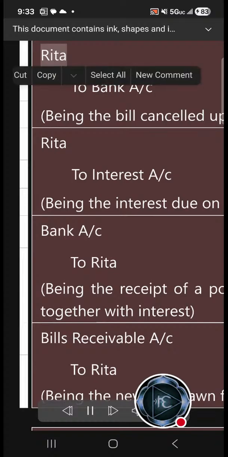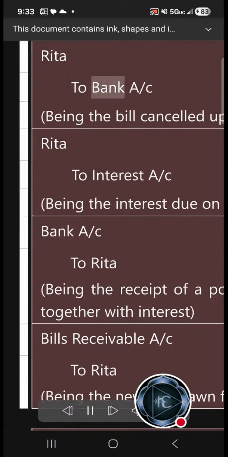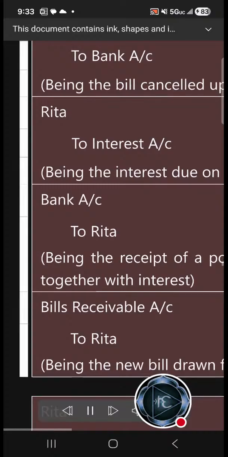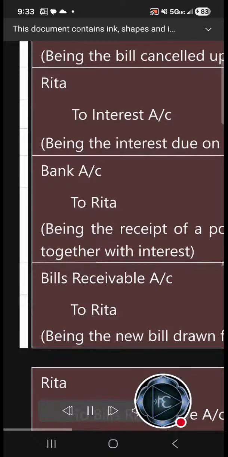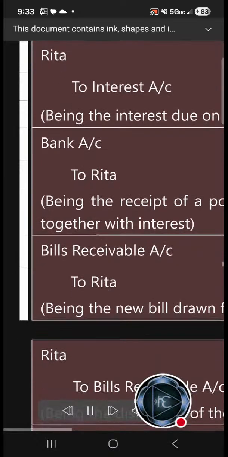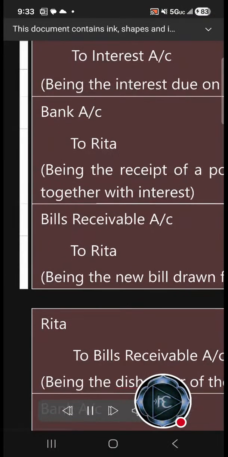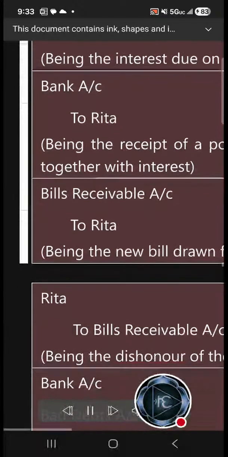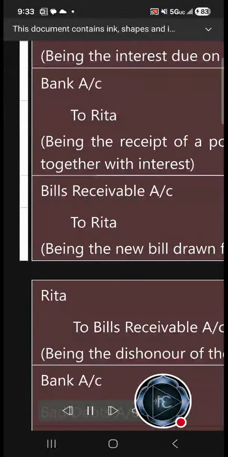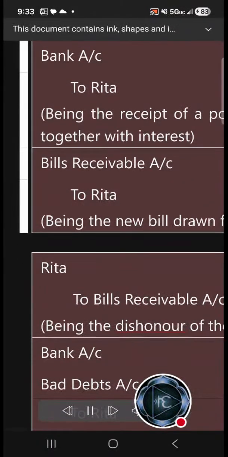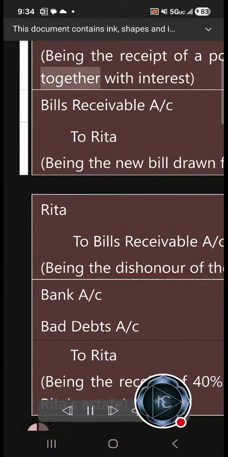Rita Dr. 1,000,000, To Bank A/C 1,000,000. Being the bill cancelled due to Rita's inability to pay it. Rita Dr. 1,500, To Interest A/C 1,500. Being the interest due on 50,000 at 12% for 3 months. Bank A/C Dr. 51,500, To Rita 51,500. Being the receipt of a portion of the amount due on the bill together with interest.